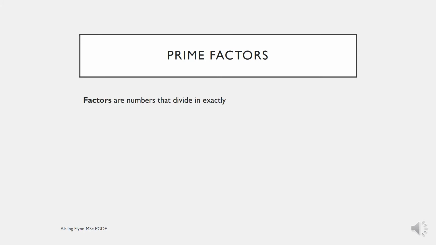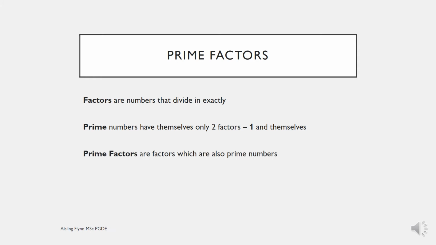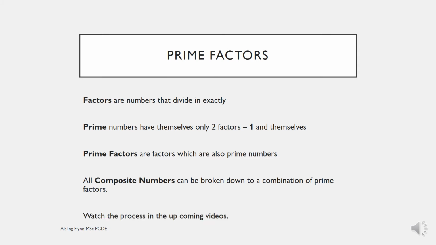Prime factors. So factors, we know already, are numbers that divide in exactly. Prime numbers have only 2 factors, 1 and themselves. So prime factors are factors which are also prime numbers. And all composite numbers can be broken down to a combination of prime factors. Watch the process in the upcoming videos to see how this is done.